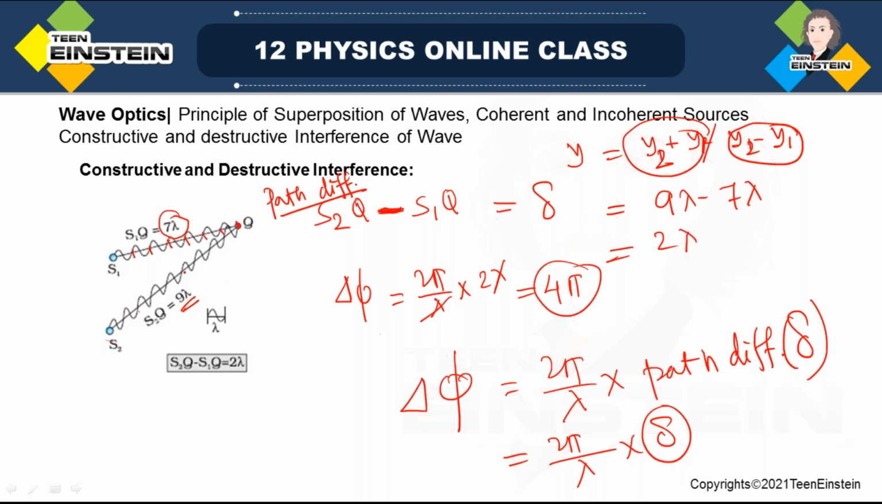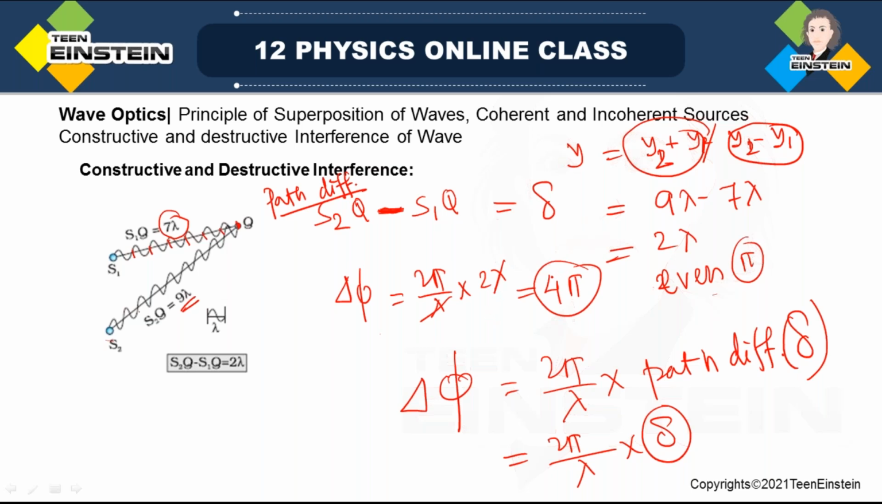So this 4 pi, you know what is 4 pi? 4 pi means they are in phase. So when phase difference is an even number of pi, even pi, even pi, okay, then it is actually in phase.